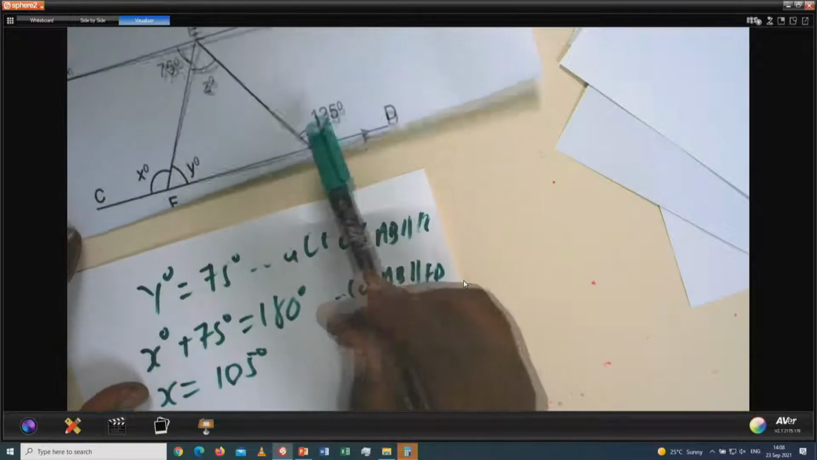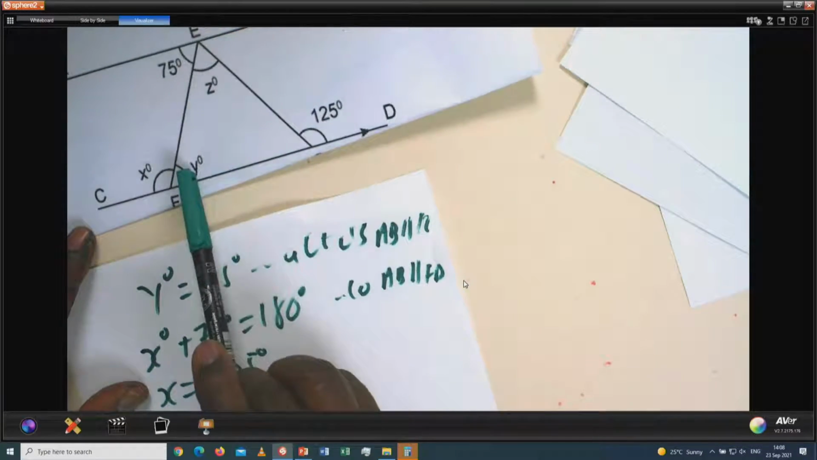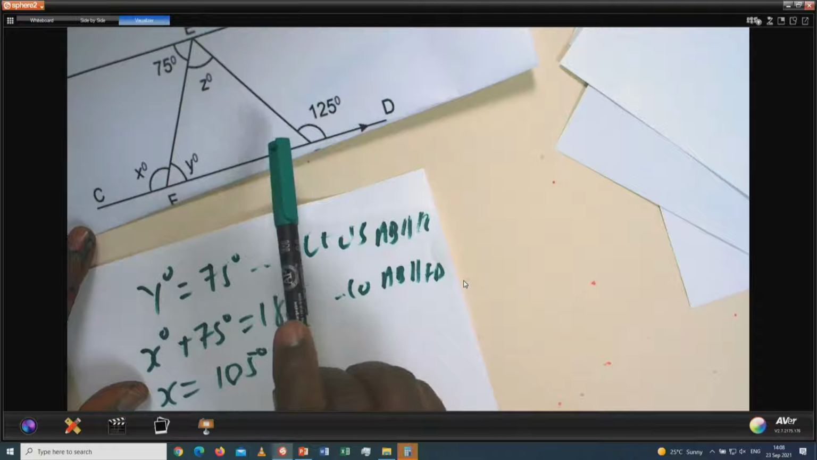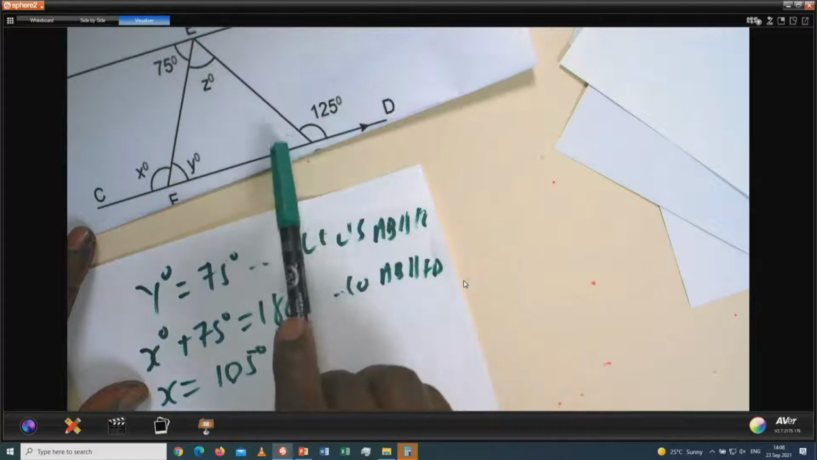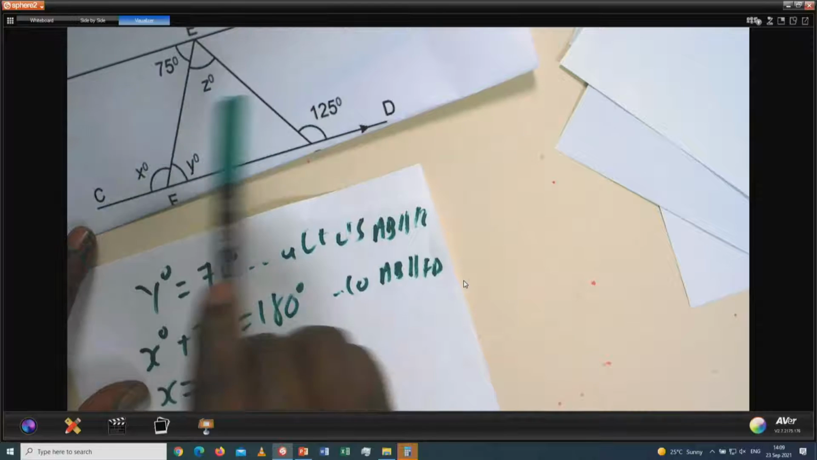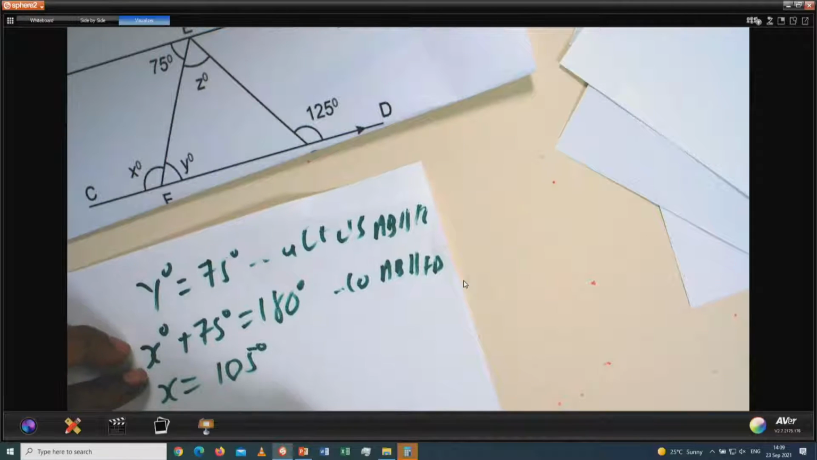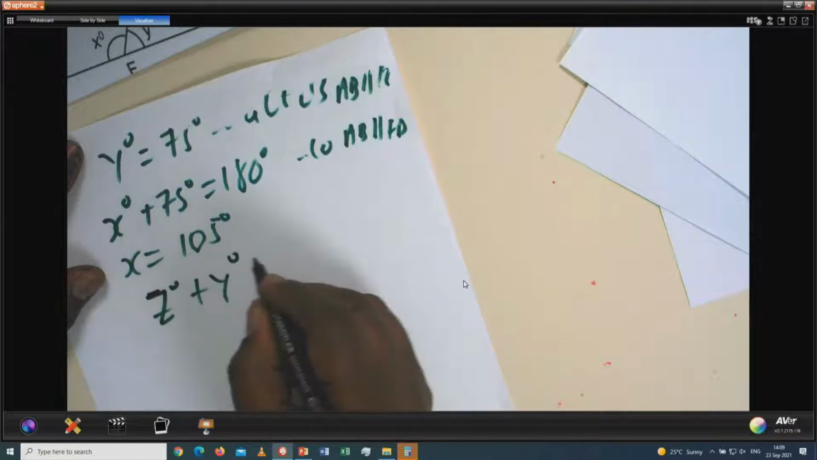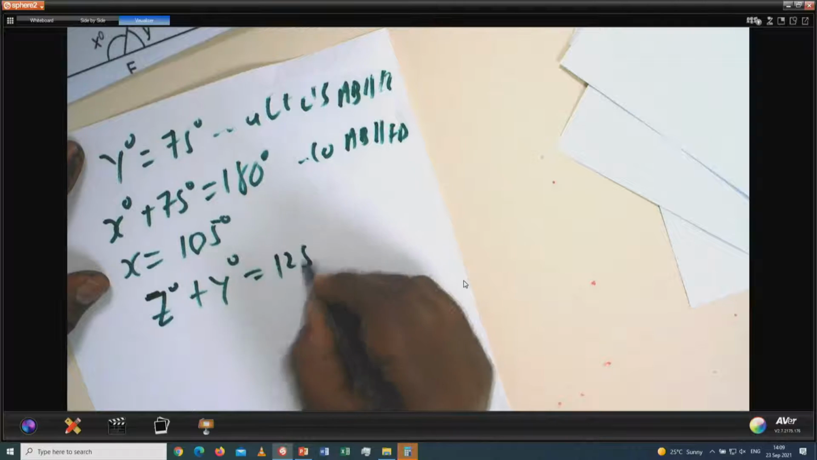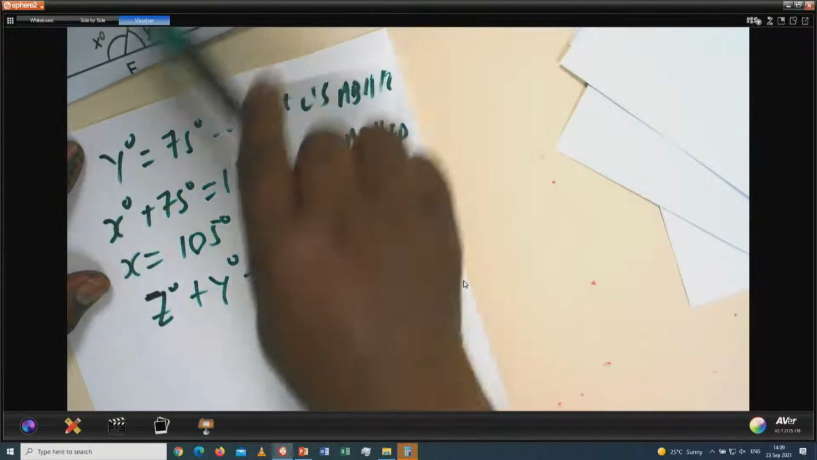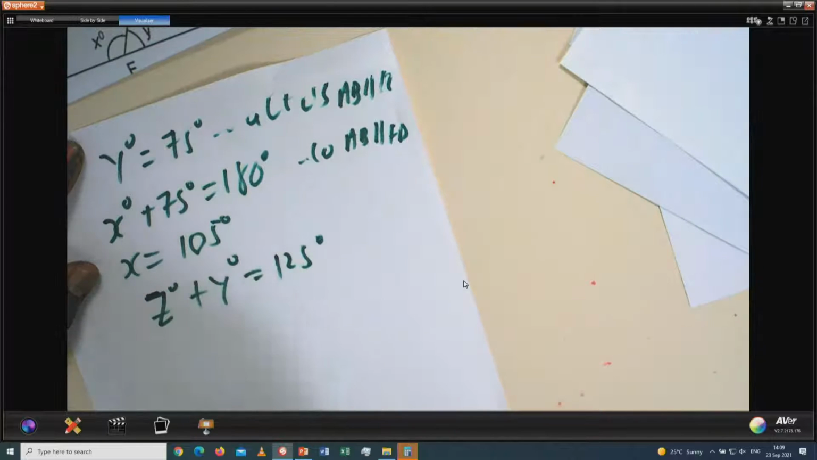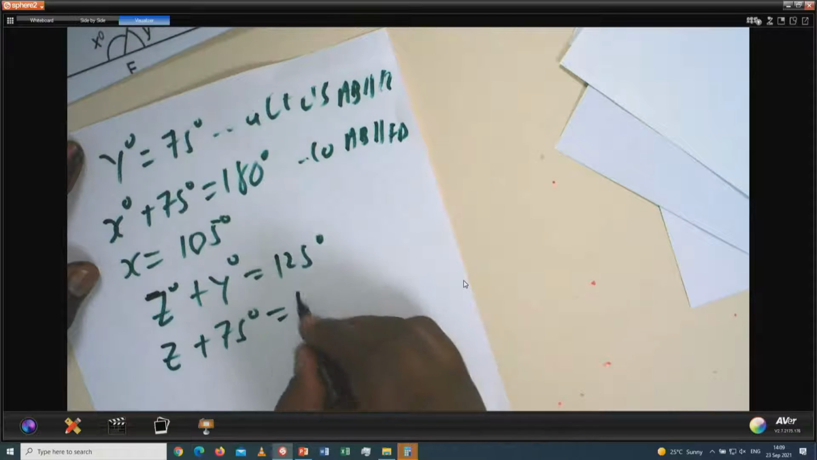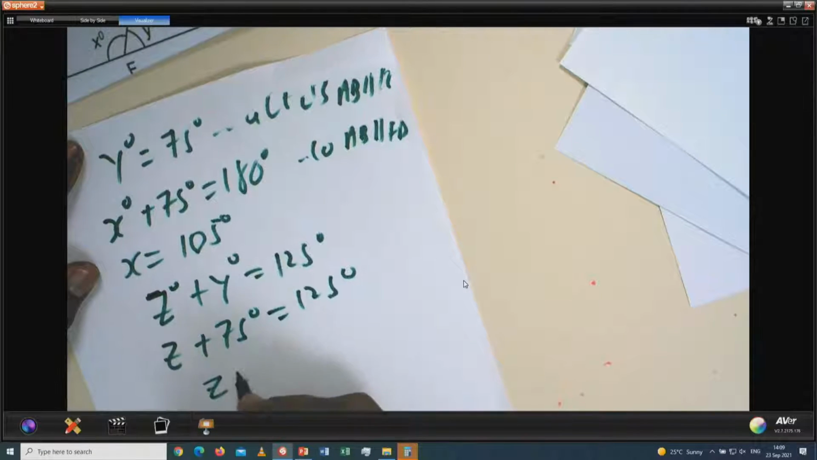Again, to get your Z. Where is Z? Z is in a triangle. Do you know the size? Yes, you know the size. Do you know this one? Yes, you can know that one by just saying 55 on a straight line. Or you can say interior opposite: angle Z plus angle Y equals 125 degrees, exterior angle equals sum of interior opposite. But you know what your Y is? Your Y is 75 degrees. Therefore, you can get Z.